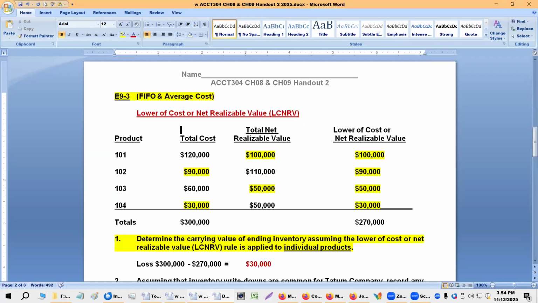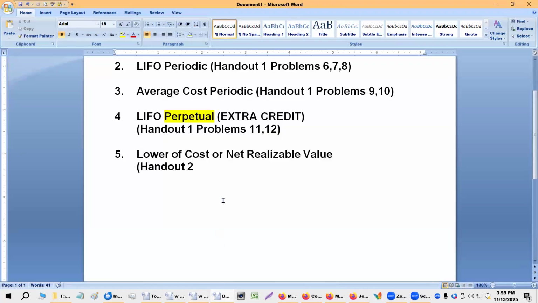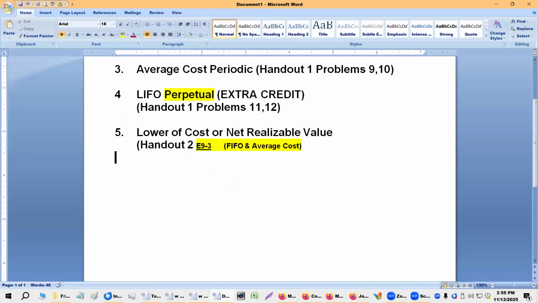The only problem we did on, which was, I got this for FIFO and average cost. Those are the only two that you would use this on. You wouldn't use it on LIFO. What was 18? And again, you just pick the lowest of the two and then make the journal entry for reusing it.